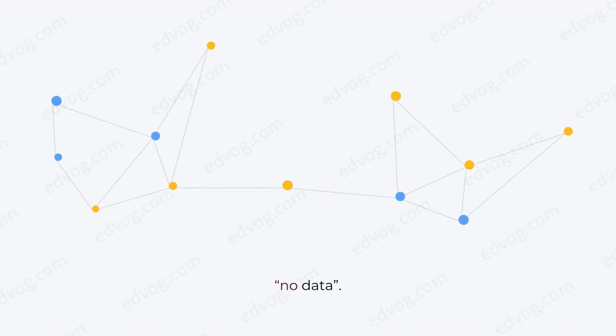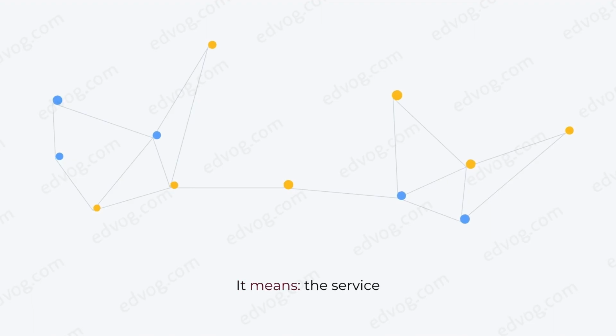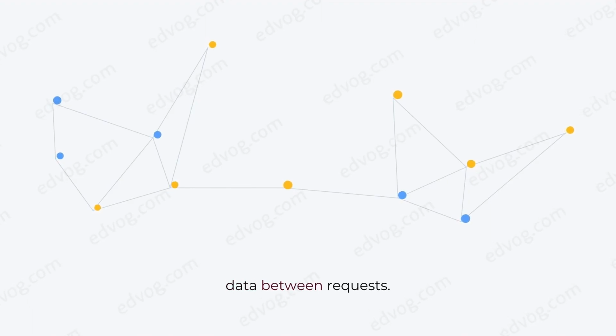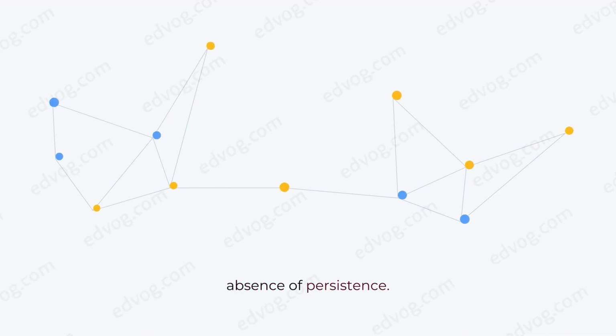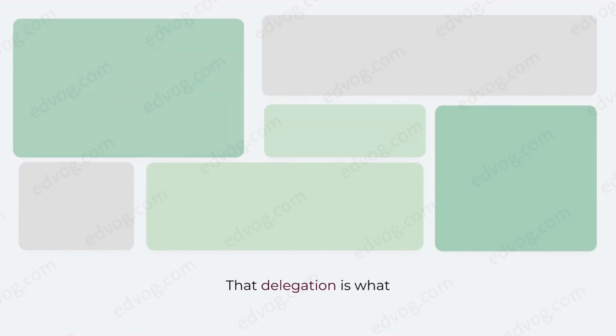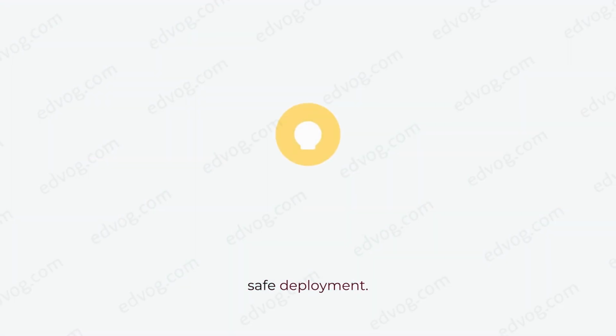Stateless does not mean no data. It means the service does not own the data between requests. Statelessness is not an absence of persistence. It is a delegation of persistence. That delegation is what enables scaling, restarts, and safe deployment.